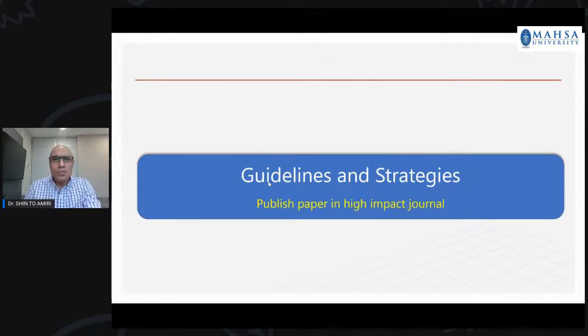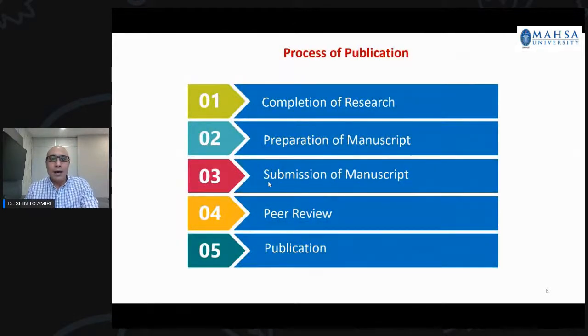There are some guidelines and strategies to publish any paper in high impact journals. I came up with a process of publication in 5 steps. First of all, you need to complete the research. You cannot go through any publication while you are just at the beginning of your research, right? It is okay if you are in the middle of it.